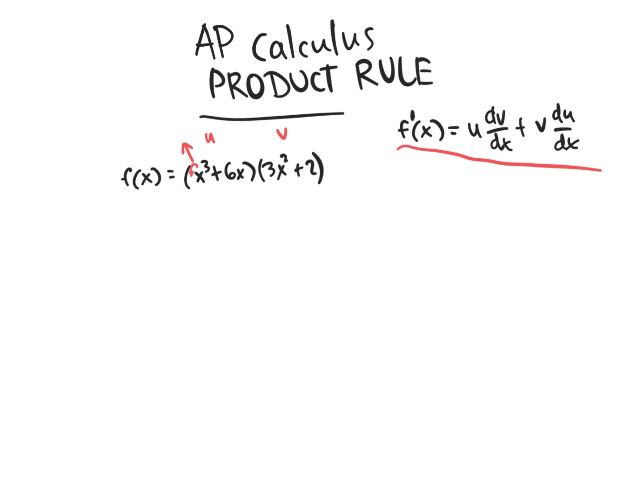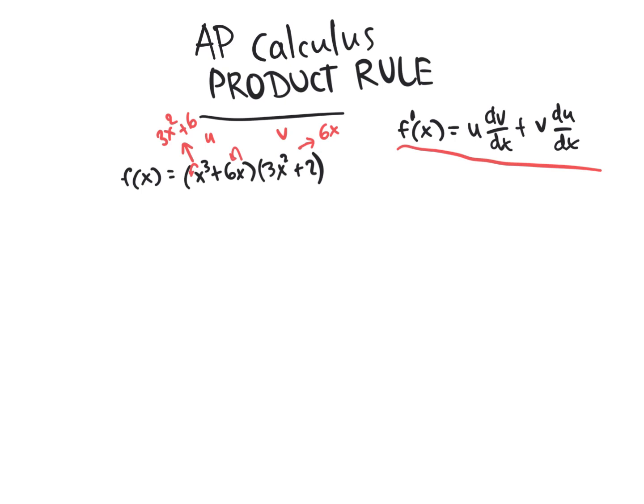You drop the 3, minus the exponent by 1, so that becomes 2, plus 6, you drop the 1, minus the exponent by 1, which is 1 minus 1, which is 0, so it becomes just 6. Now let's look at v. 3x squared, that becomes 6x, and the 2 has nothing on it, so it becomes plus 0, so just leave it at 6x. Now, let's solve.